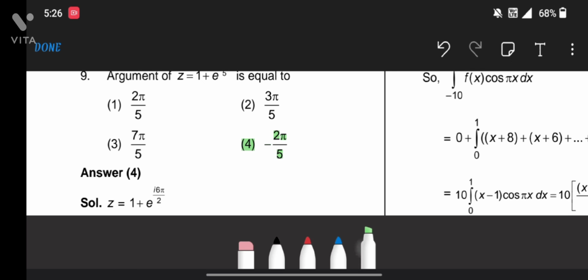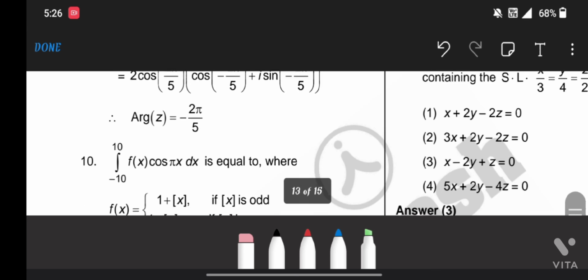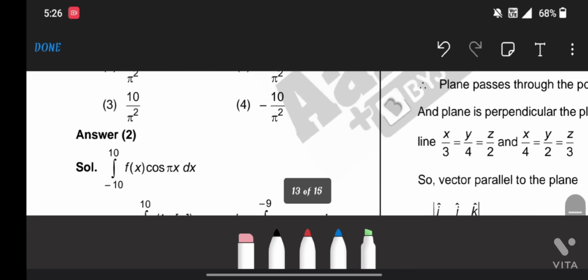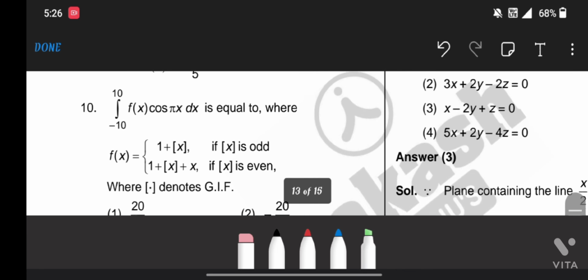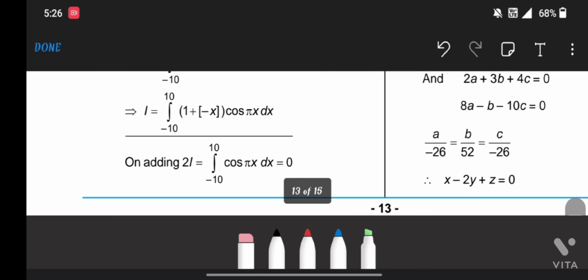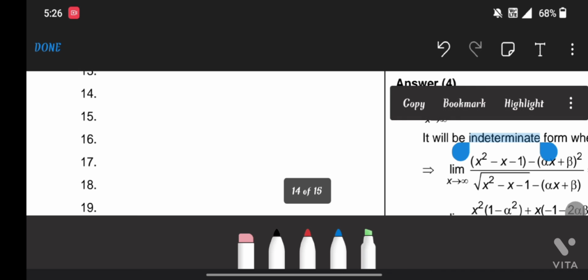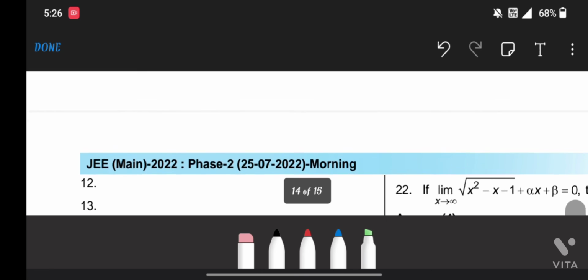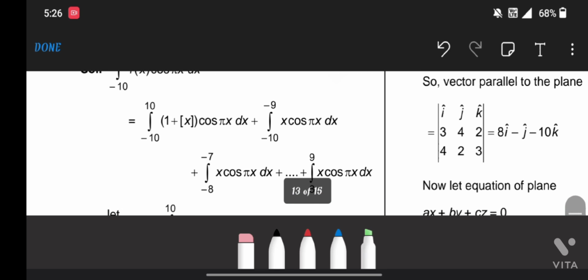The plane containing the line they have given, x/2 = y/3 = z/4, passes through the point (0, 0, 0), and this plane is perpendicular to the plane containing the lines x/3 = y/4 = z/2, and also x/4 = y/2 = z/3.